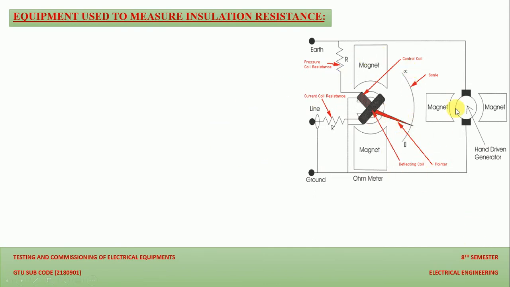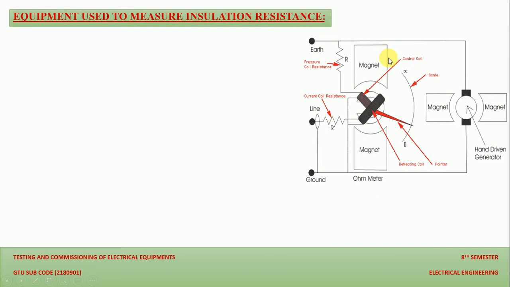This is the internal structure of the Megger, or we can say ohm meter. Here you can see that between two magnets we have a current coil and a pressure coil, and it has three probes. One is earth, the second one is line, and the third one is the ground. The cable or conductor whose insulation resistance we are measuring connects with the line, the second one is the ground, between which we are measuring the insulation resistance, and the third probe will be earth.